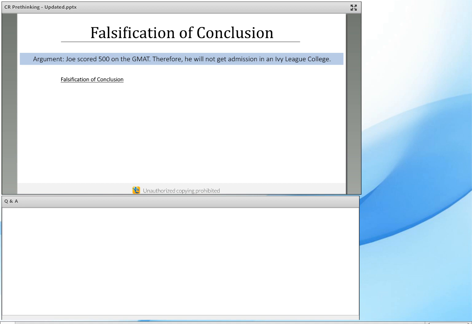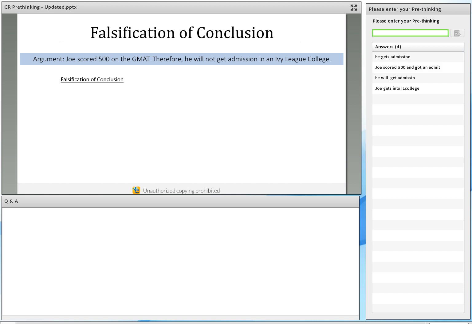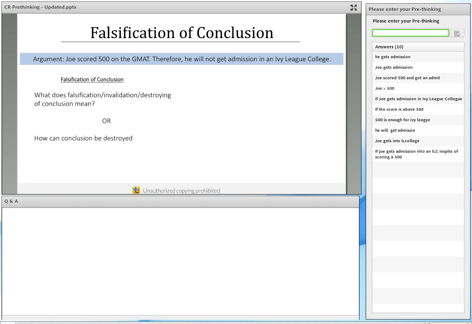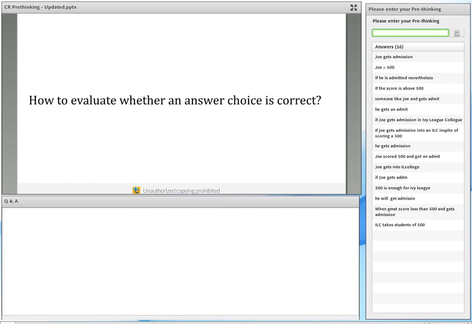So the same argument that we used: Joe scored 500 on the GMAT, therefore he'll not get admission in an Ivy League college. Under what condition is this conclusion falsified? Let me put in the short answer poll question. What situation leads to falsification of this conclusion? Can you guys type that out? When would the conclusion be falsified? When Joe scores 500 and gets an admit, yes. That's absolutely correct. So falsification of the conclusion means when Joe gets admission with a score of 500. That's when the conclusion is destroyed.